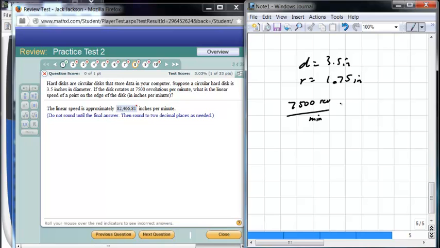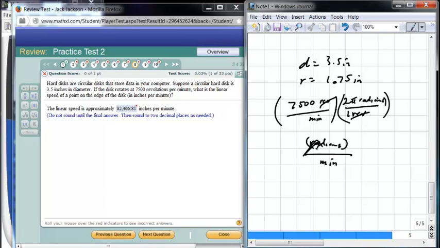Well, we need to figure out omega in radians per minute. So we multiply this by 1 revolution is 2 pi radians. Okay. Then we're going to get radians per minute. And radians really isn't a unit, so we can actually leave that off. So this is just per minute. I'll just leave it like that for right now. Okay, and that's omega.